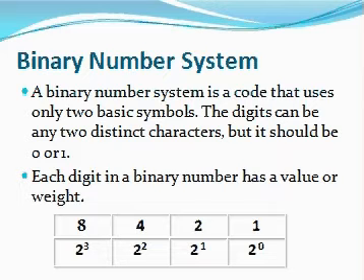And each digit in a binary number has a value, also known as weight, and that is given in the table here. The LSB of a binary number has the weight of 1, that is 2 power 0 is equal to 1. And next, the second digit, 2 power 1, has a weight value of 2. Like that it goes on.